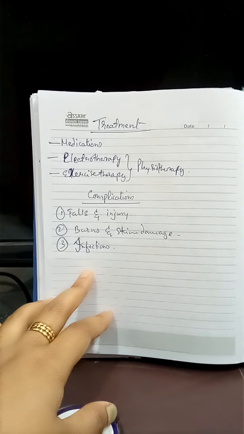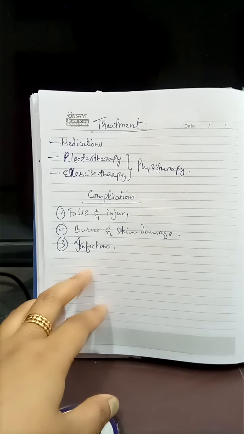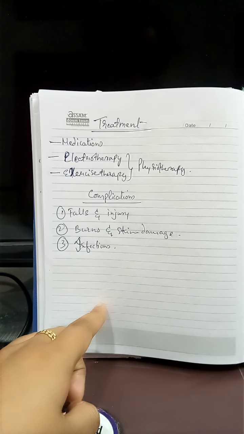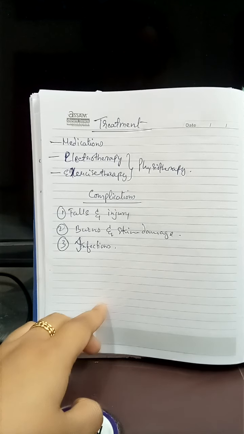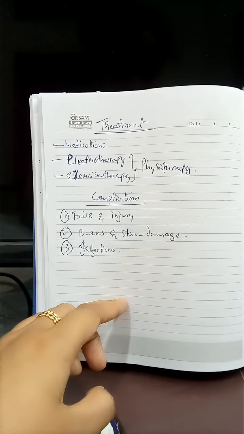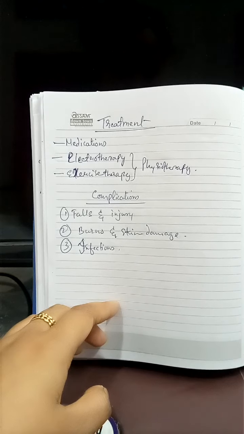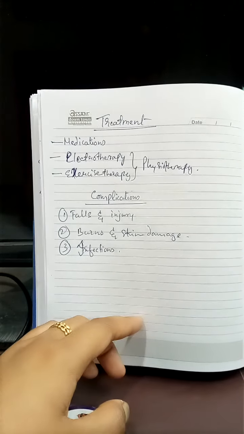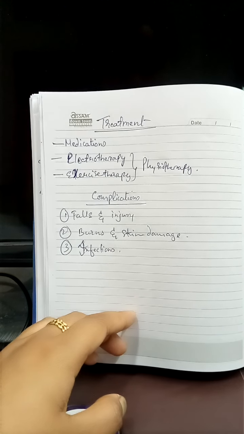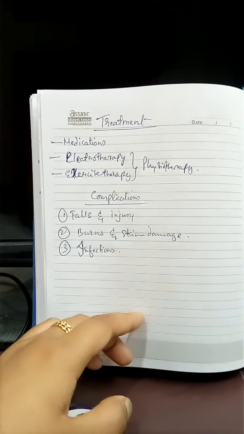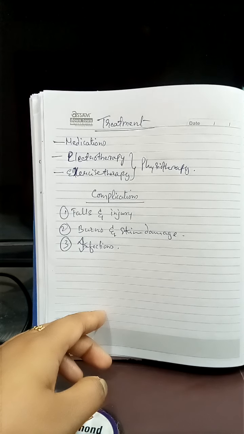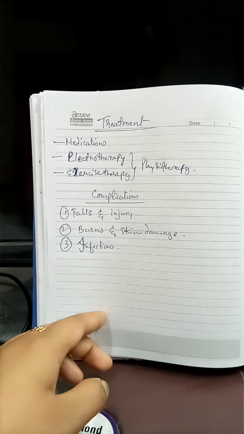The second complication is burns and skin damage. As diabetes is a cause of polyneuropathy, and we know that in diabetics the person has altered sensation, due to the impaired sensation some burns and skin damage are common in those patients. So this will be a complication of polyneuropathy.